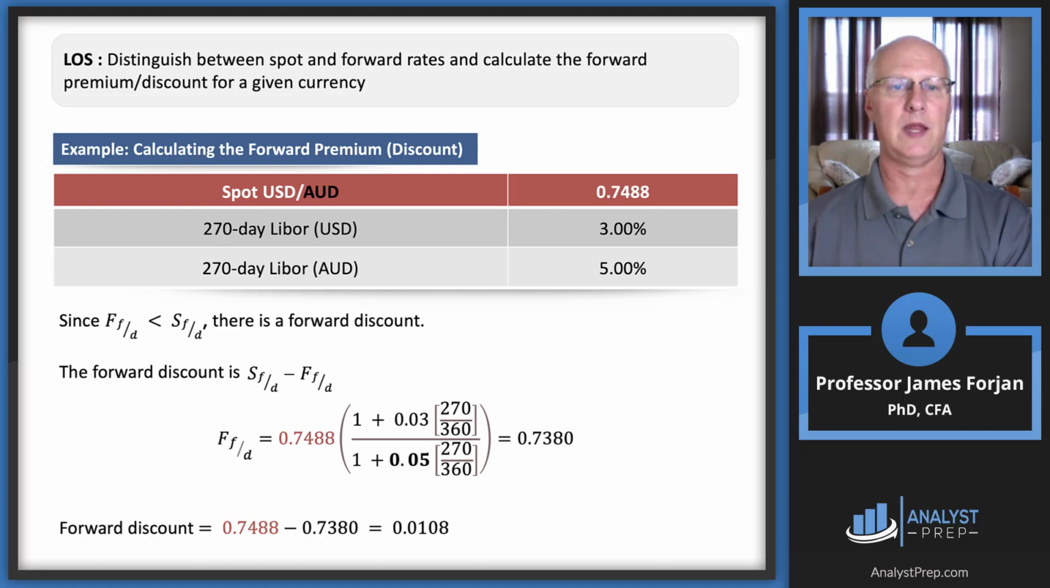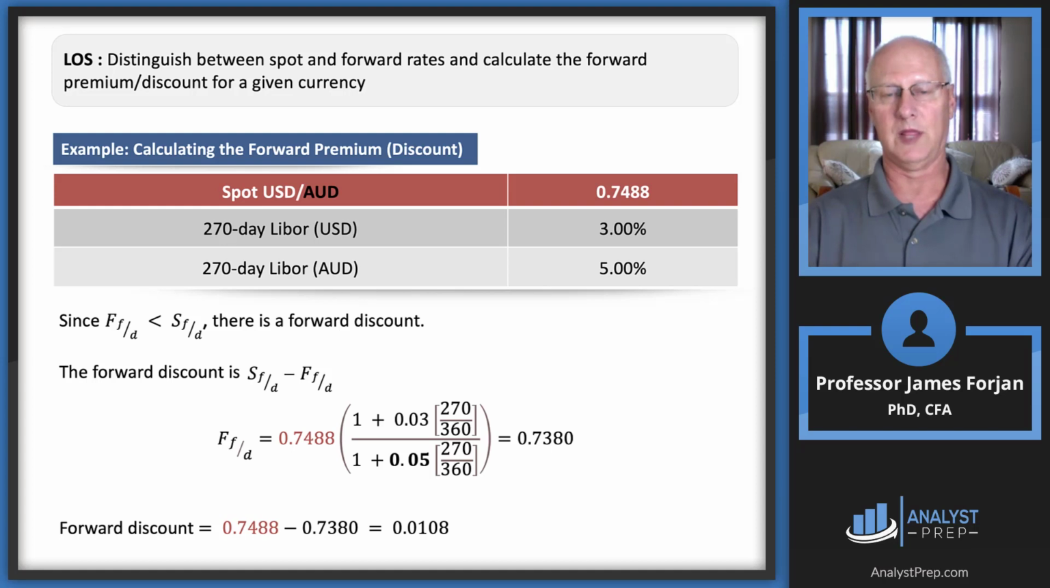So let's go ahead and do a couple of things, right? Let's go ahead and say, all right, what's the forward rate going to look like? And then let's calculate a forward premium or discount. All right, you ready for this? So here we go. Let's start with that 74.88. That's the spot rate. And let's adjust that by the relative interest rates.